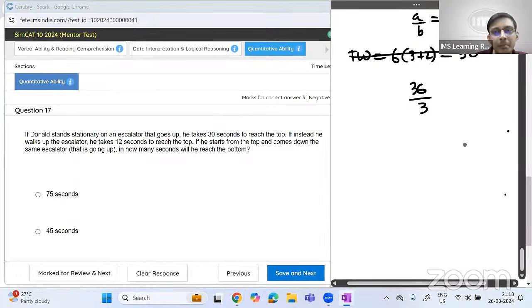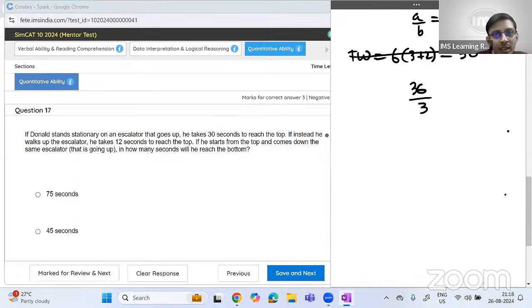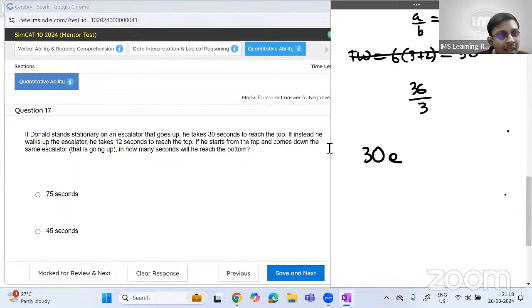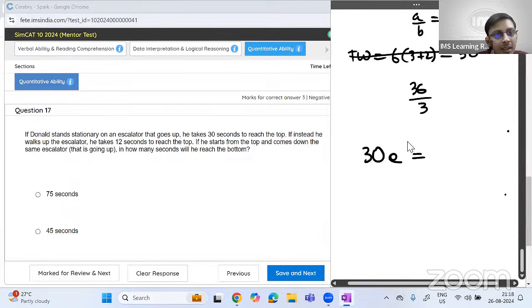Okay, this seems like a simple escalator question. I'll try it out. Let's say the total number of steps. If he's stationary, 30 seconds. So if I take the speed of the escalator as E, then 30 into E is the total distance D. If instead he walks up, he takes 12 seconds. So that will be 12 into his speed plus the escalator speed.